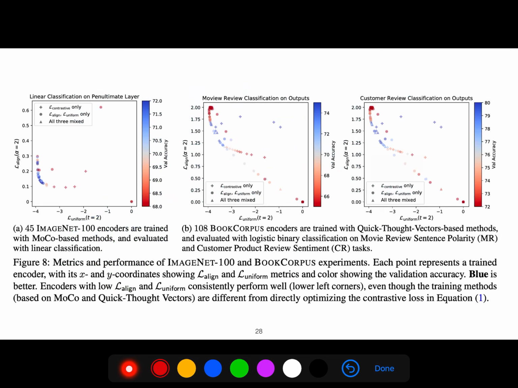Each point represents a trained encoder with its x and y coordinates, showing the alignment loss and uniformity loss metrics.